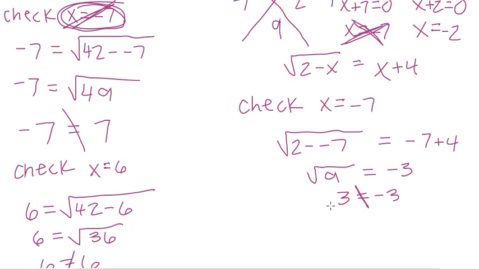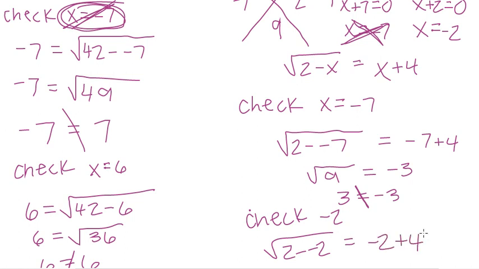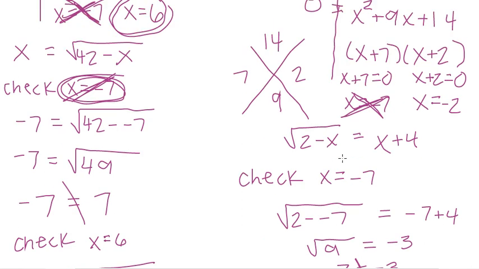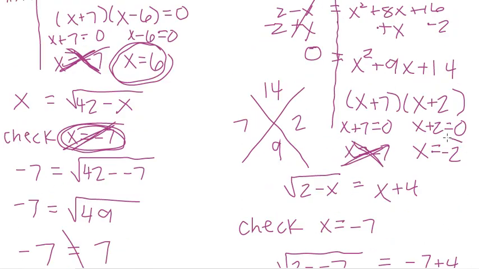All right, so let's check negative 2. So that's going to be the square root of 2 minus negative 2 is equal to negative 2 plus 4. So that's going to give us that the square root of 4 is equal to positive 2. Well, that looks good because the square root of 4 is 2, and 2 is equal to 2. So I'd go back up here, and I have one solution. My one solution is that x is equal to negative 2.